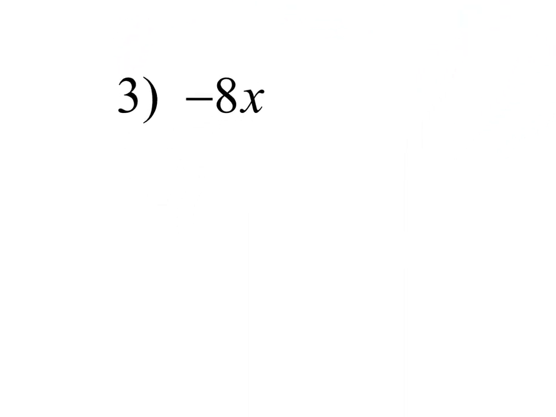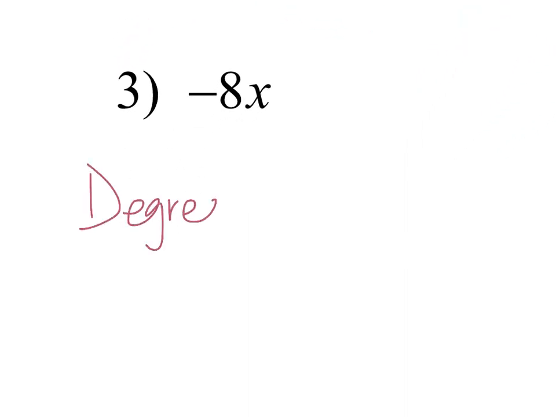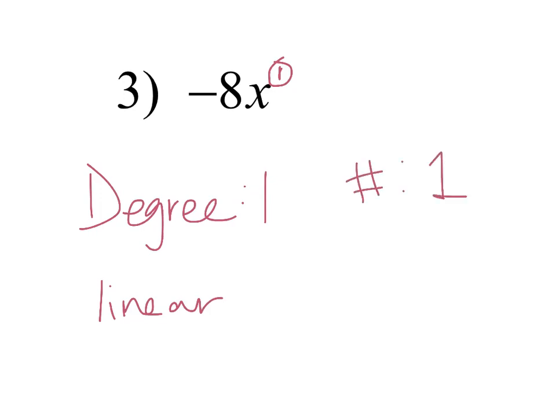Okay, number 3. What's our degree? If it's just x all by itself, do we have any number up here? It's like an imaginary 1. So our degree would be 1. What do we call something with 1 degree? Linear. And what's the number of terms? 1 term. And it would be? Monomial.